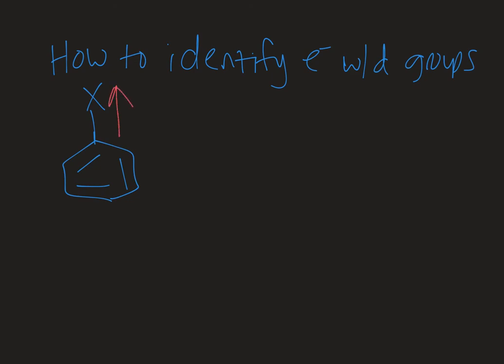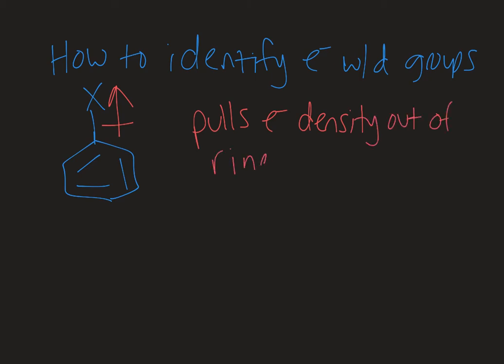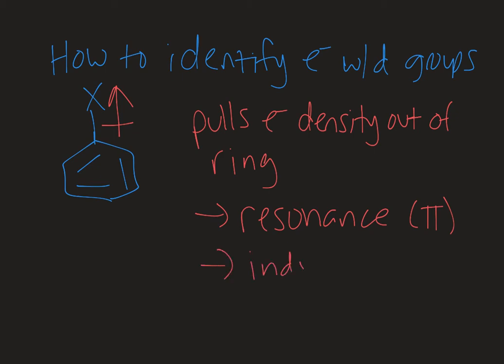So generically speaking, the electron withdrawing group pulls electron density out of the ring. So that ring is going to be electron deficient compared to just a normal benzene ring. And that electron density can be pulled out of the ring either via resonance, which is talking about the pi system of the molecule, or via induction, which is more the unequal sharing of electrons through the sigma framework. So electrons that are in single bonds that are shared unevenly.